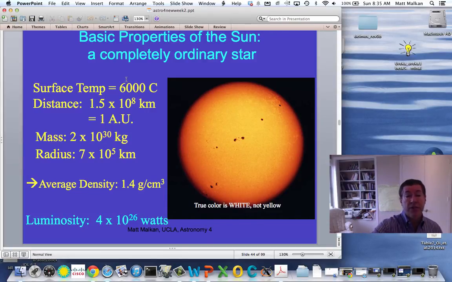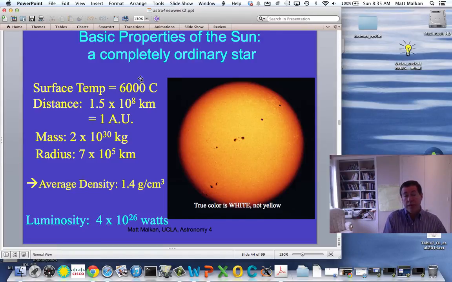It's by no means the hottest surface temperature star at 6,000 centigrade. It's not the coolest surface temperature star. It's in the middle, and it has a very typical mass and a very typical size. Many other stars like it, billions of other stars in our Milky Way galaxy alone.